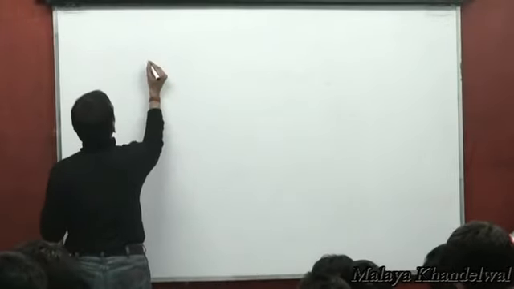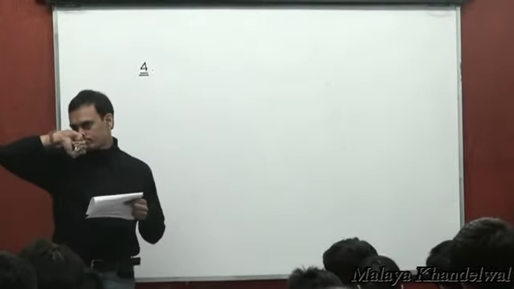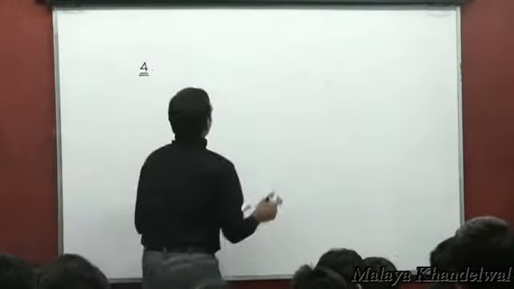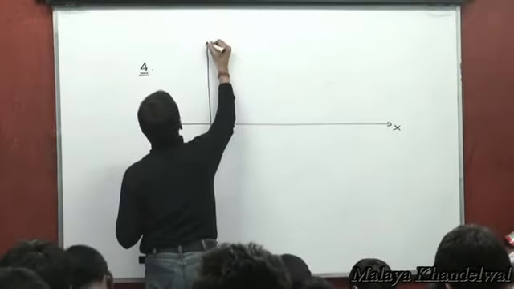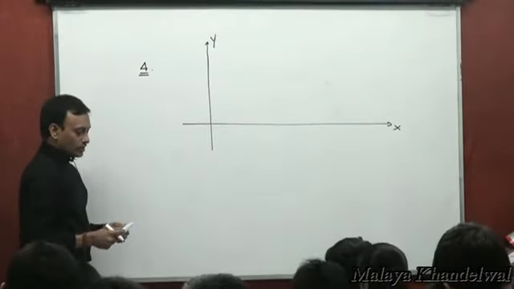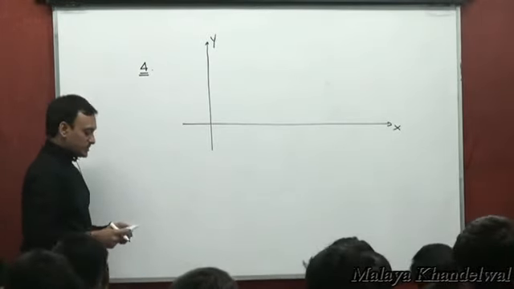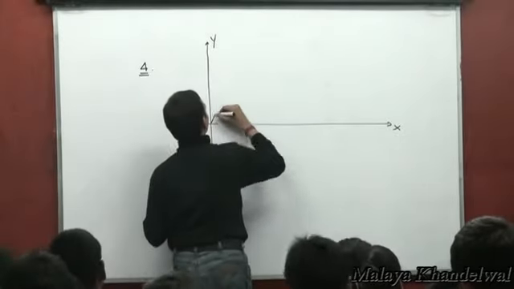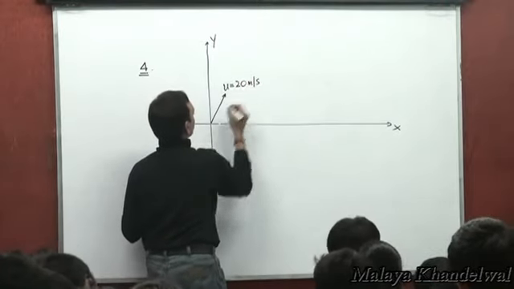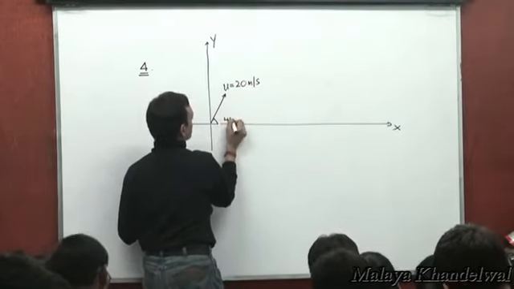Problem 4 then. A projectile is fired from a gun at an angle of 45 degrees with the horizontal and with a speed of 20 meters per second relative to the ground. 20 meters per second at an angle 45 degrees.